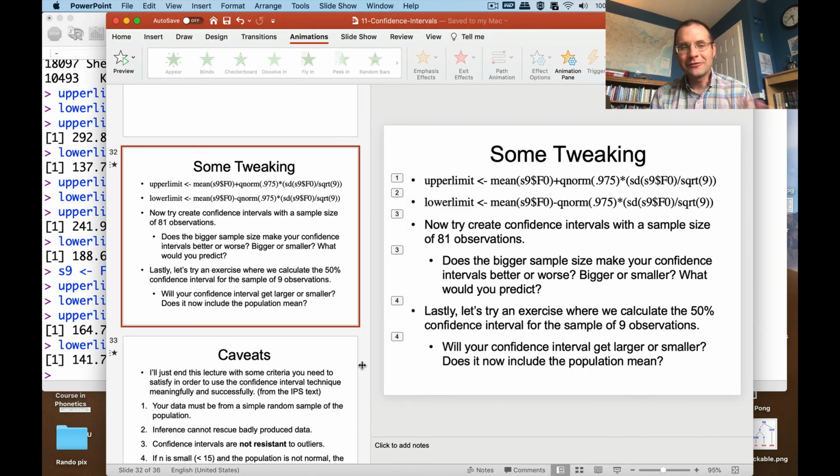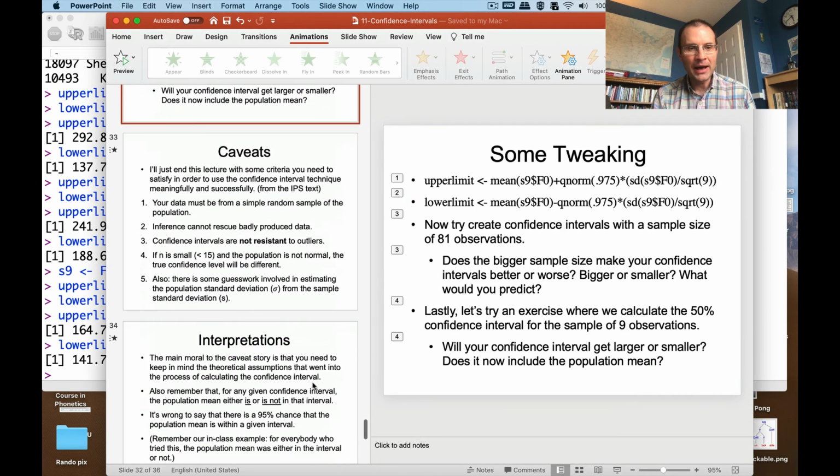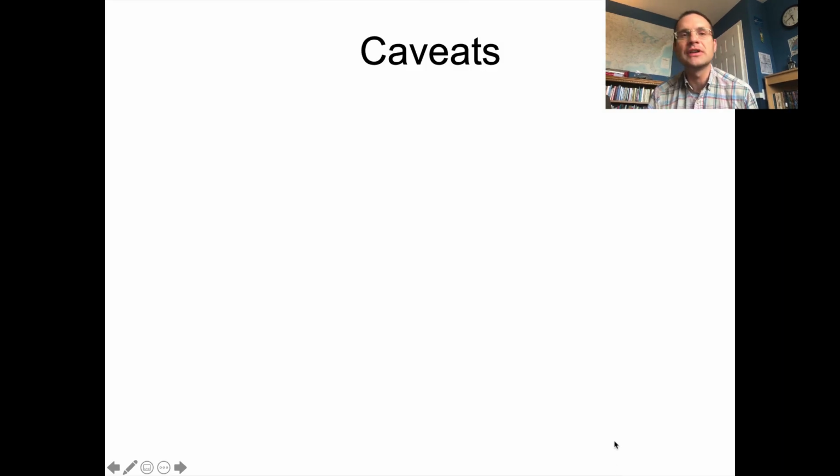Okay, so hopefully that makes sense. Again, the only thing that's changing here is this number in the Qnorm function. I'm not going to say anything more about it, but I will give you a few caveats or criteria to think about when you're using this method.